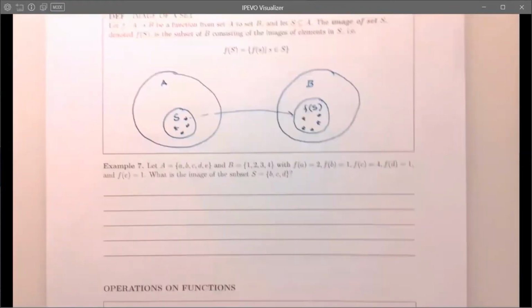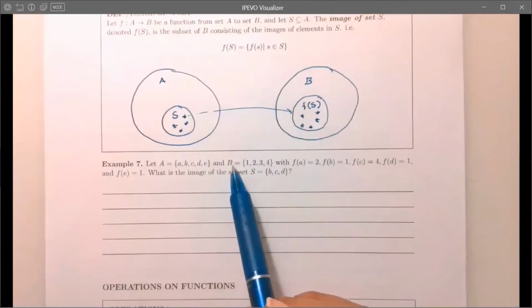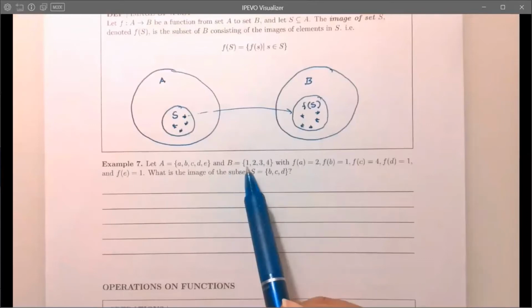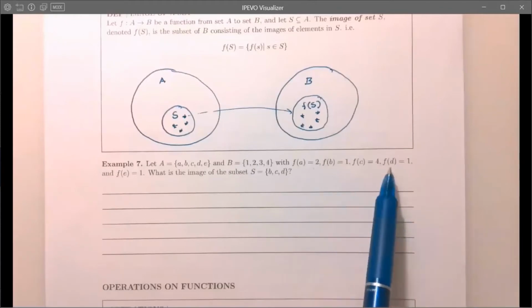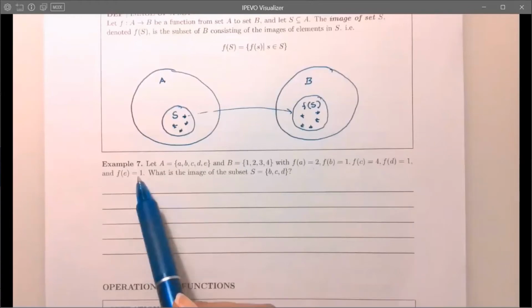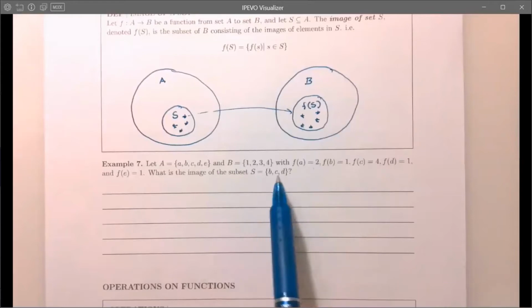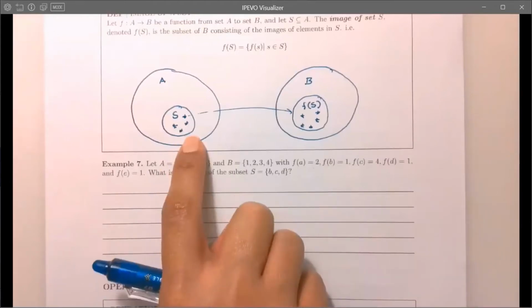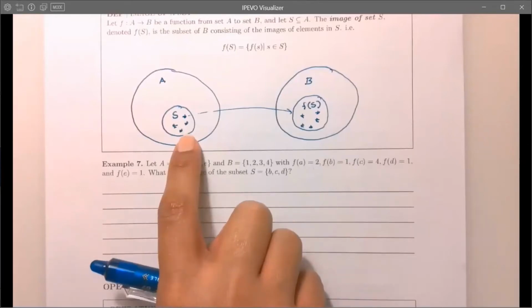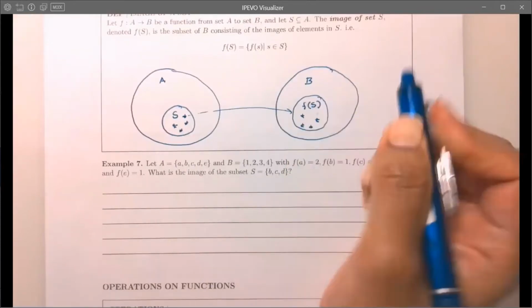So for instance, let A be the set of elements a, b, c, d, e, and B be the set of elements 1, 2, 3, 4, where f of a is equal to 2, f of b is equal to 1, f of c is equal to 4, and f of d is equal to 1. Oh, actually, one more, and f of e is equal to 1. What is the image of the subset S equal to b, c, d? Before I continue, let me correct something up here. Just so that the diagram is consistent, if S, the subset, has 4 elements, then it's going to map to 4 images. I think I had one extra.